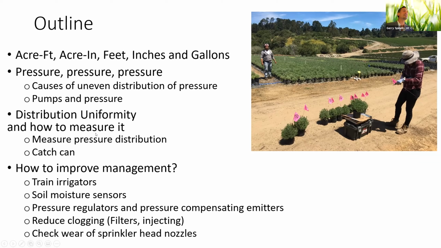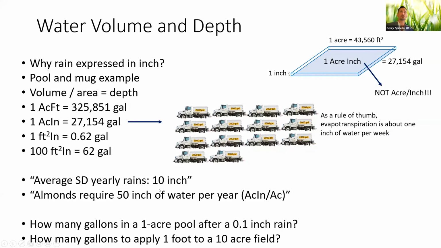I'm going to briefly mention how to measure distribution uniformity and other things that you can do in the field to improve your management, including training irrigators and moisture sensors.